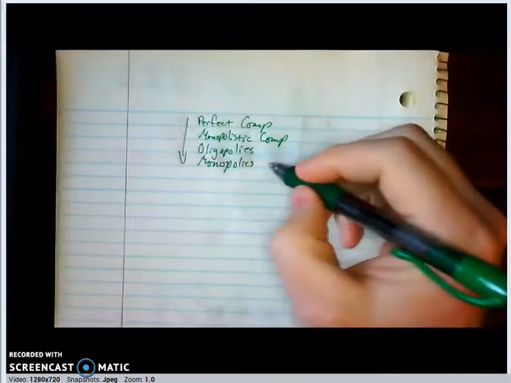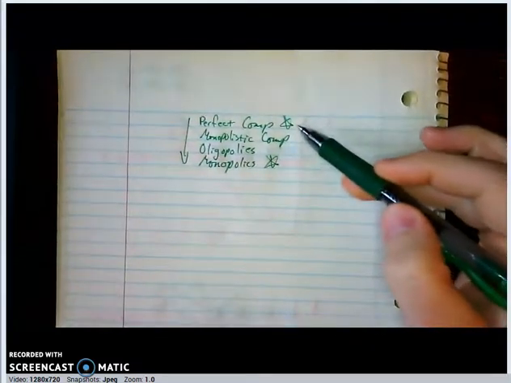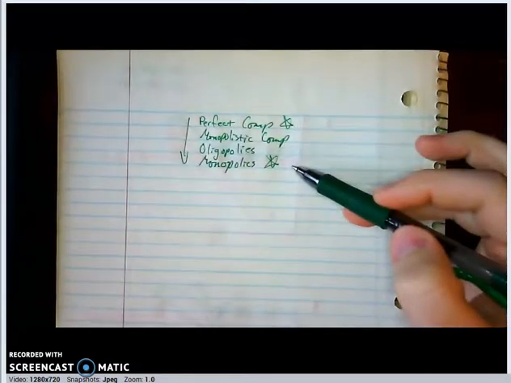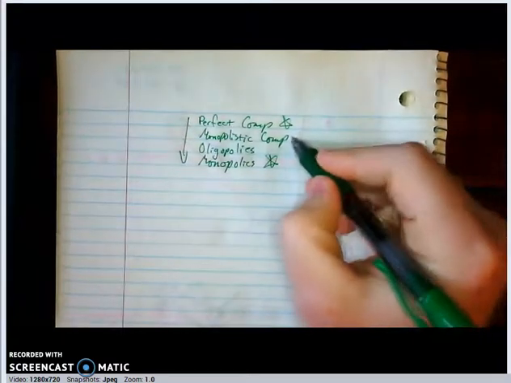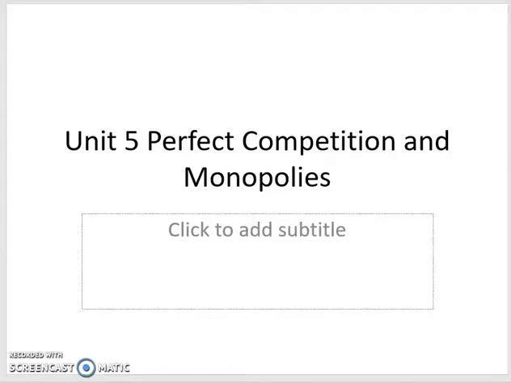Now, in this unit, what we're going to cover is this extreme and this extreme. We're going to look at markets with tons of competition, and markets with no competition. The reason we'll do that first is because these two markets in between are kind of like a mix of both of the other two. So we'll cover monopolistic competition and oligopolies in Unit 6. All right, so let's get into this.